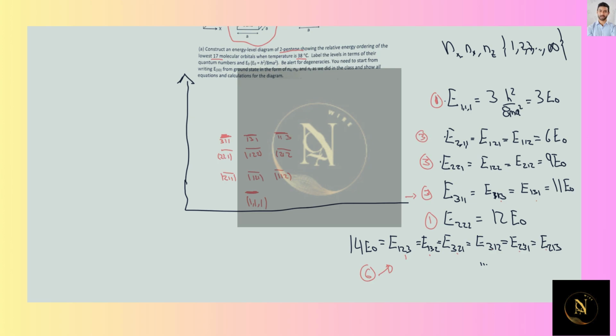Next, almost immediately after this, we have the 222 state. And finally, we have 6 degenerate orbitals a little bit above, corresponding to the states 123, 132, 321, 312, 231, and 213, which are all of the possible combinations. And with this, we have our energy diagram. Thank you very much, and have a good one.